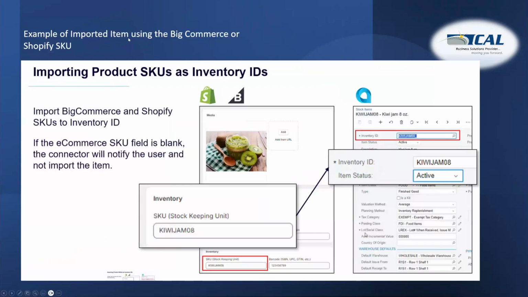So it does automatically create that relation, that cross-reference, for you with your BigCommerce or Shopify SKU number. Quickly, an example of importing an item where it's using the BigCommerce or the Shopify SKU. If you have it set up that way, here's your BigCommerce SKU number. When it comes into Acumatica, it could use that same SKU. So Acumatica is just increasing flexibility for managing those types of records between the two systems.